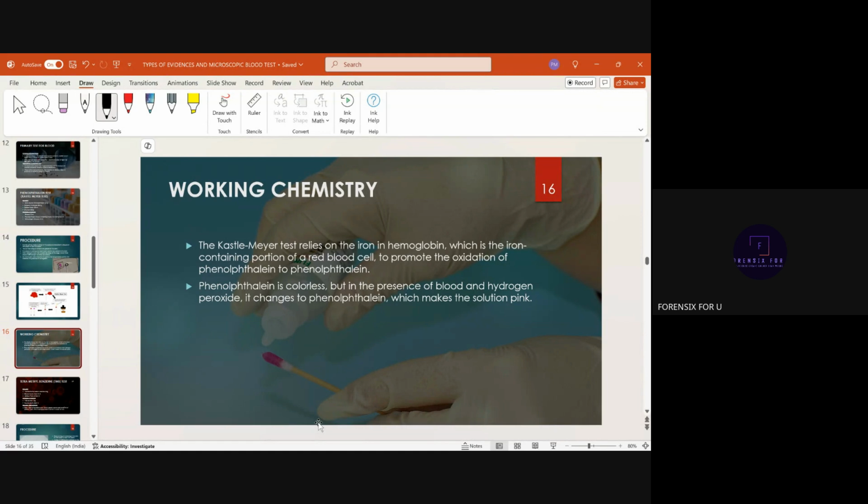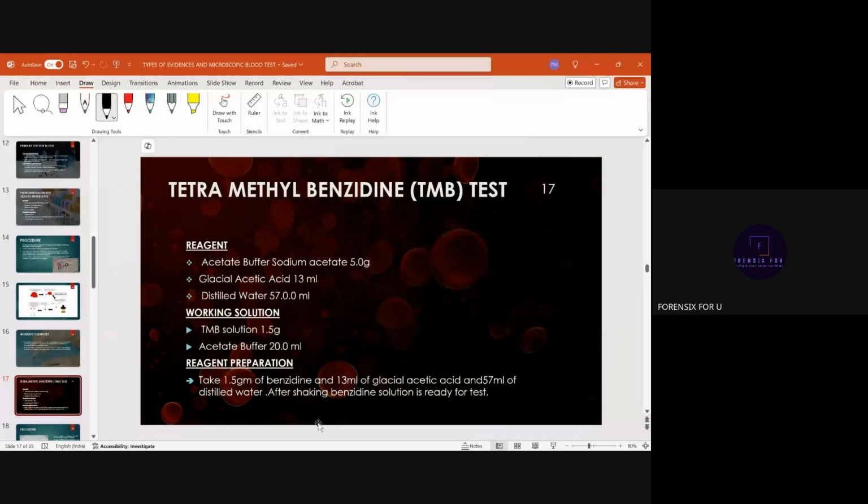Whenever there is nascent oxygen release, the reagent gets oxidized. Phenolphthalein is a pH indicator. It will turn pink in the presence of oxygen. The phenolphthalein initially is colorless, but when it is in an acidic or oxygen rich environment, it turns pink, indicating that it is blood. So we have tetramethylbenzidine.